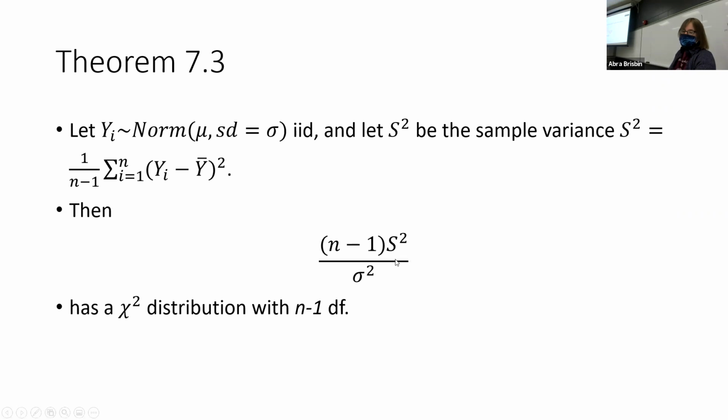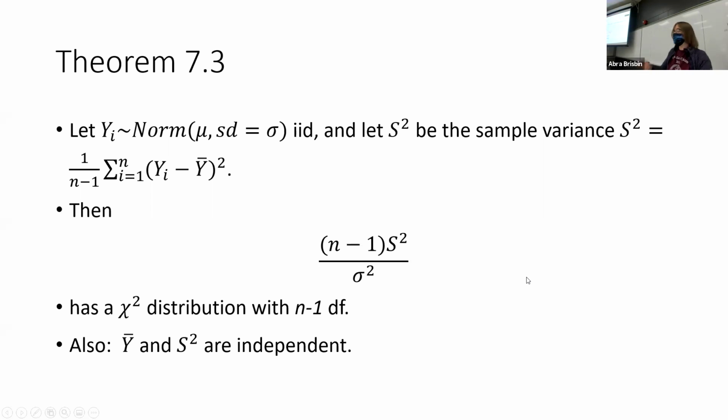So here, S is the standard deviation of the sample. So S squared is the variance of the sample. And sigma is the theoretical standard deviation of the whole population, or the underlying distribution that we use to generate the Y sub i's. Additionally, the sample mean Y bar is independent of the sample variance S squared.